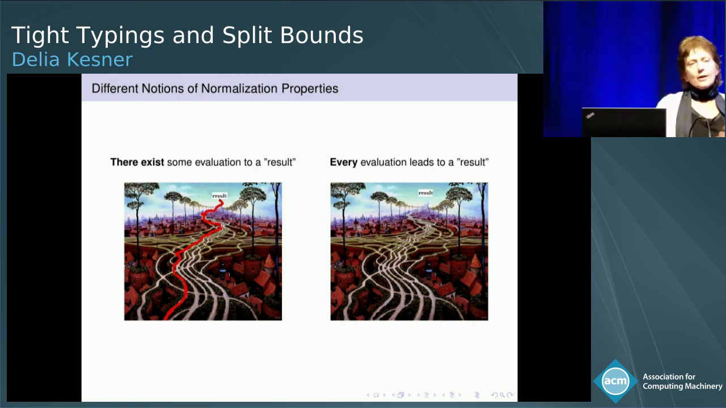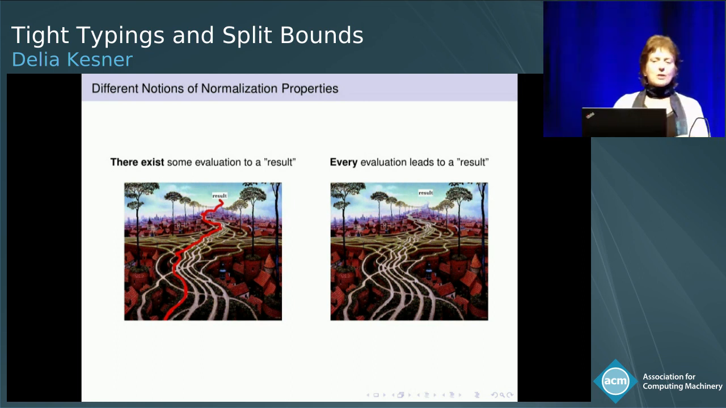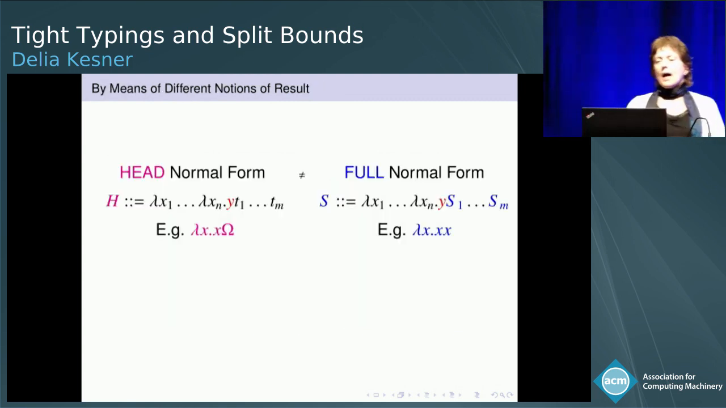This is another kind of property which is much more involved, because for that I need to inspect all the evaluation paths going to a result. So we want to deal with properties like that, and for that we need to be precise and to understand what is a result, what is the notion of result. So there are different notions of result. There is not only one notion.